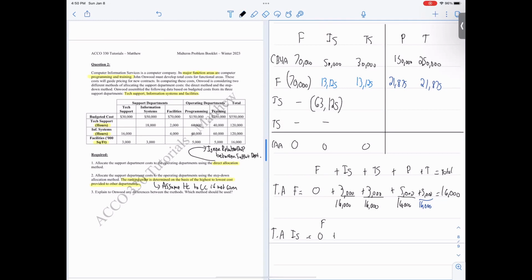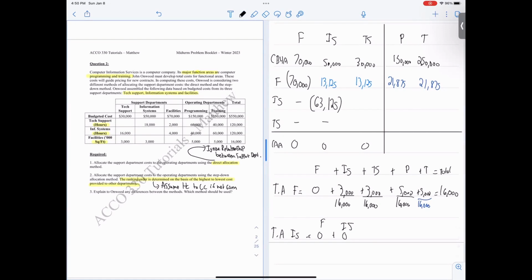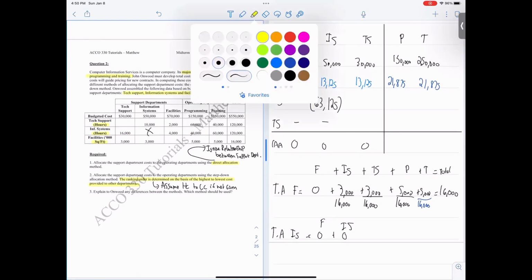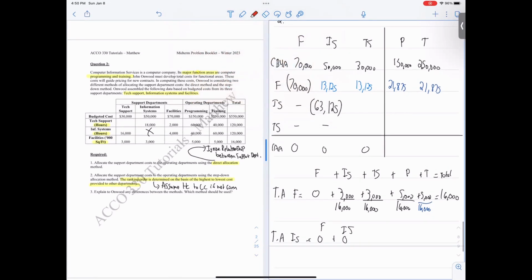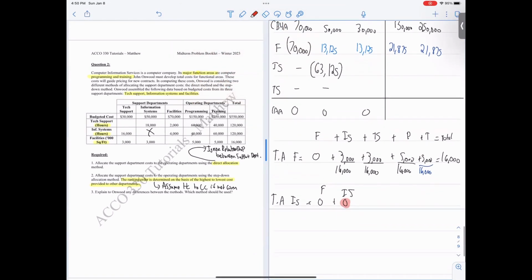Then how much does information systems provide themselves? Always 0, no self allocations, please and thank you. Unless you want to take the class next semester, then go for it. Spend your life taking ACCO 330. Okay, then tech support.